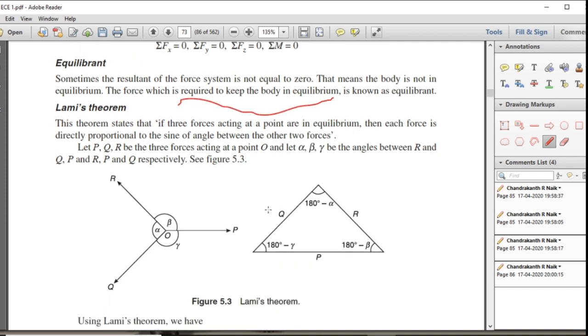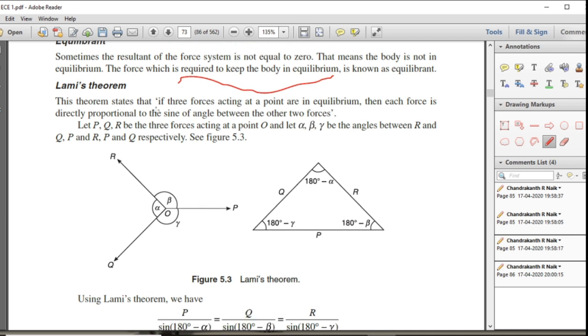So now we shall move to Lami's theorem. This theorem states that if three forces acting at a point are in equilibrium, then each force is directly proportional to the sine of the angle between the other two forces. If three forces acting at a point are in equilibrium, then each force, P is a force, Q is a force, R is a force, is directly proportional to the sine of the angle between the other two forces. So now let P, Q, R be the forces acting at a point O.